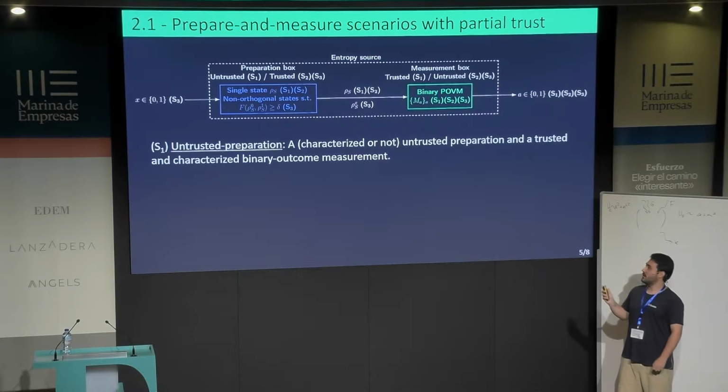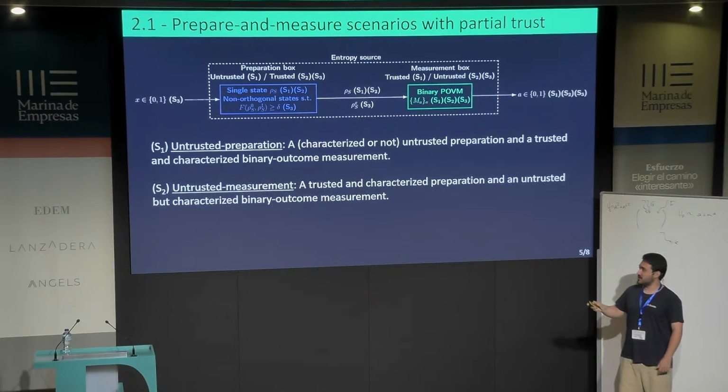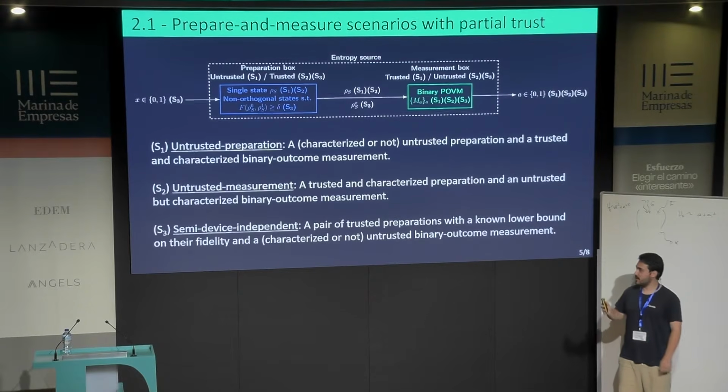And we have a binary outcome measurement that we trust and is characterized, so we give an explicit description. Then we have the symmetric case, in which the measurement is untrusted, and we have a trusted and characterized preparation. And finally, we have a third case, which is somewhat similar to the second one, but now it's a semi-device independent one, where we have two trusted preparations, for which we only describe a lower bound on their fidelity. And we have a binary outcome measurement that is untrusted.